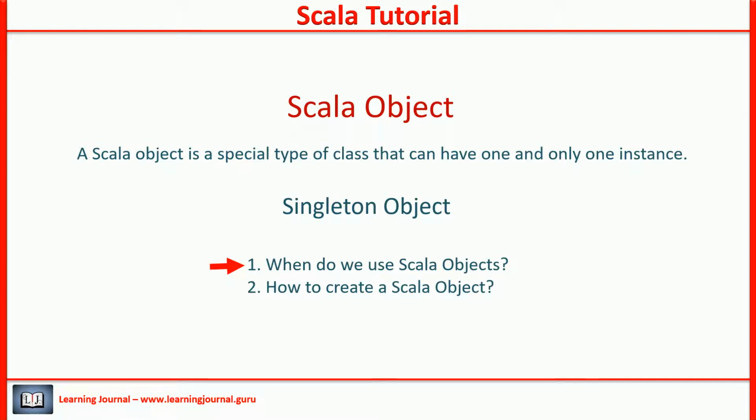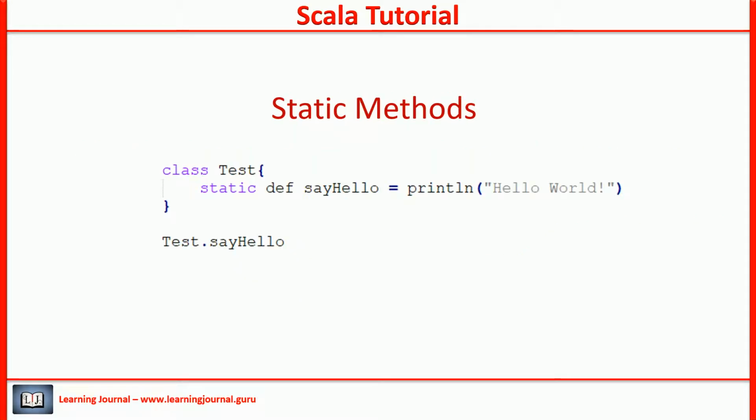When do we use Scala objects? And how to create a Scala object? The simplest use of Scala object is as a home for utility methods. I mean, you might want to create a set of related methods that you can call without even instantiating a class. How do you do that in Java? Static methods, right? Scala doesn't support static members. So, if you are looking for a mechanism to define a static method in Scala, you must place them in an object. Let me give you an example.